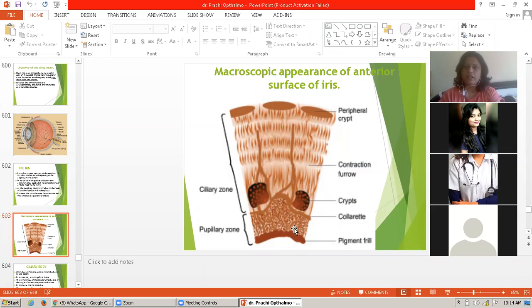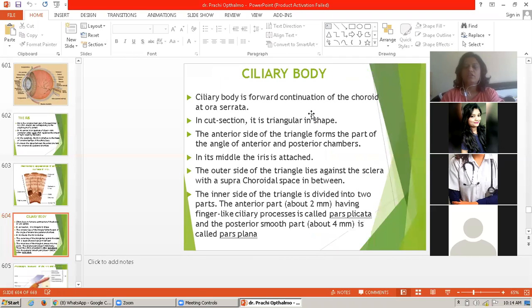So the microscopic appearance of the anterior surface of the iris consists of two zones: first the pupillary and second the ciliary. The pupillary zone has the pigment frill and collarette, and the ciliary zone has the crypts, contraction furrow, and the peripheral crypts. So this is all about the anatomy of the iris.